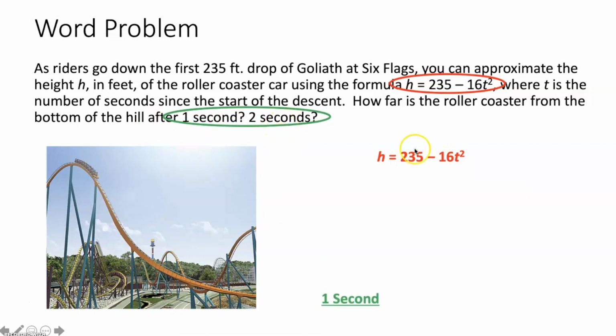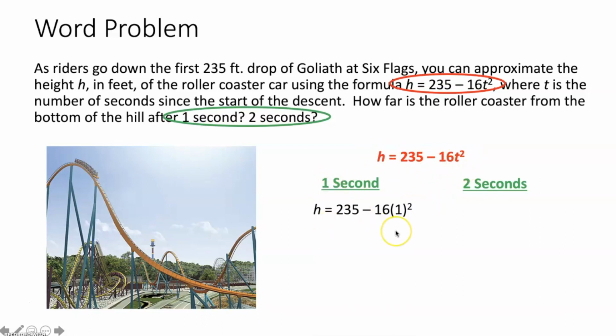So let's plug in 1 second and 2 seconds to this formula right here for t and get the height of our roller coaster. So let's start with 1. If I were to plug in 1 for t in this formula and simplify according to the order of operations, PEMDAS, first thing I would do is simplify inside the parentheses. Nothing to do in here. Next, I would do the exponents. Are there any exponents? Yes, we have 1 squared. So 1 squared is just 1 times 1, which gives you 1.